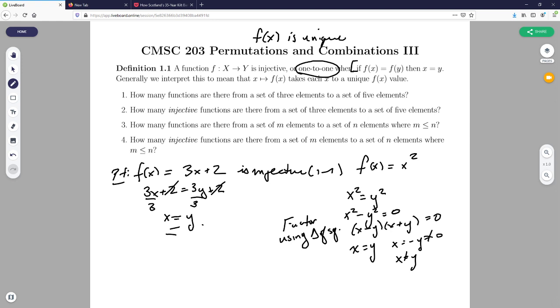But of course, the better way to see it is just to say, oh, well, 5 squared is 25, and minus 5 squared is 25. So they have two x coordinates, two elements of the domain, that map to the same element in the range. And so this is why you would say that this function is not injective. Okay, so basically a function is injective when it's one-to-one.